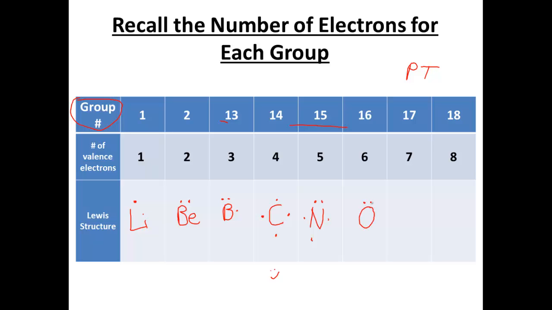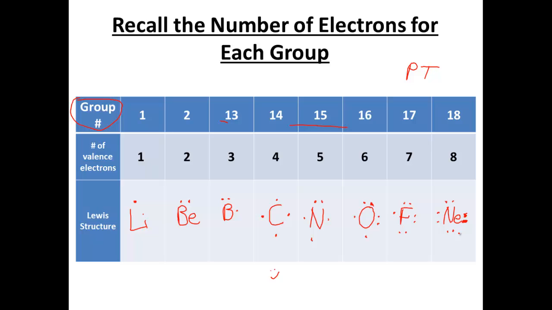Oxygen, 6 outer. And finally, I've got fluorine with 7 outer. And then our noble gas, neon, does not want to gain, lose, or share. It's got its full octet with 8 outer electrons. Get those dots a little bit bigger on that side.